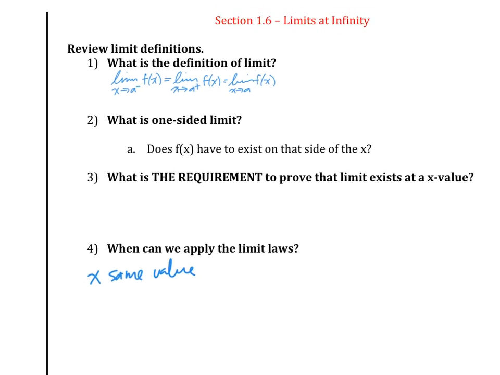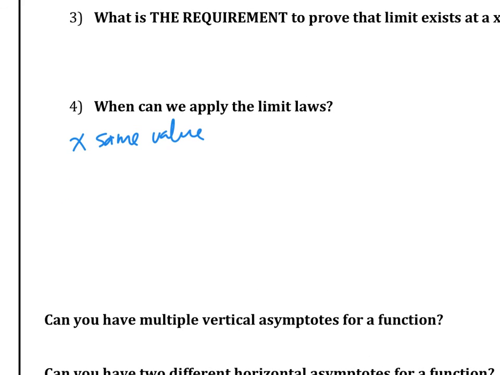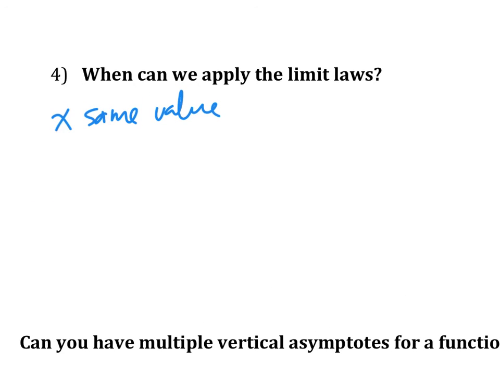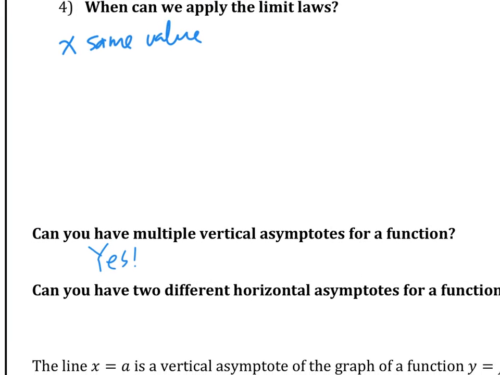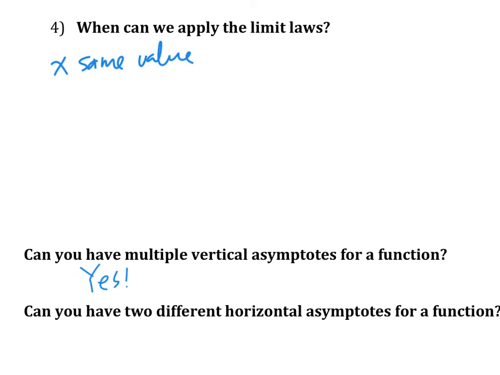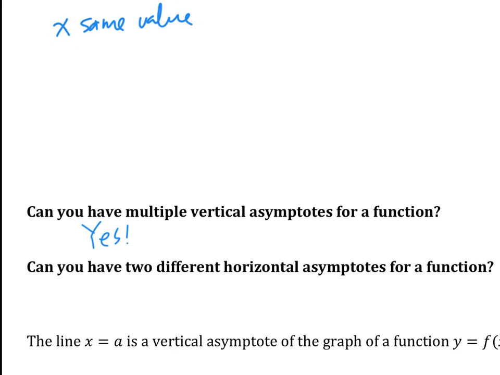Now let me ask you another question. Can you have multiple vertical asymptotes for a function? Be sure of your answer. Yes or no? Yes. That's correct. You can have more than one. Can you have two different horizontal asymptotes? No. It would break the vertical line test, right? Vertical asymptote, can you have more than one? Possibly. Yes.